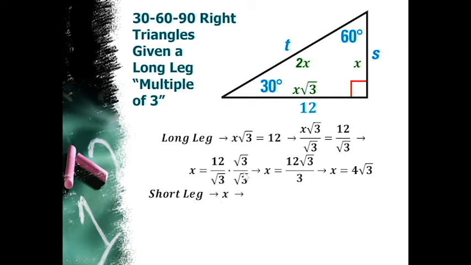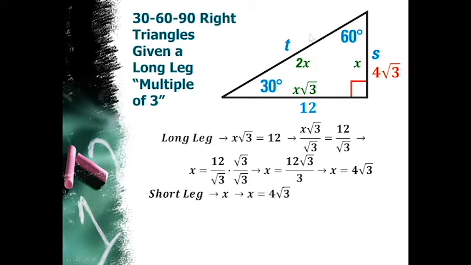Now to find that short leg, oh, I jumped ahead a little bit. So our short leg's shortcut is x. If we substitute that in, that's pretty simple substitution. I'm just kind of going above and beyond showing my work down here. That's where our 4 root 3 comes in for the short leg. We knew that from here.